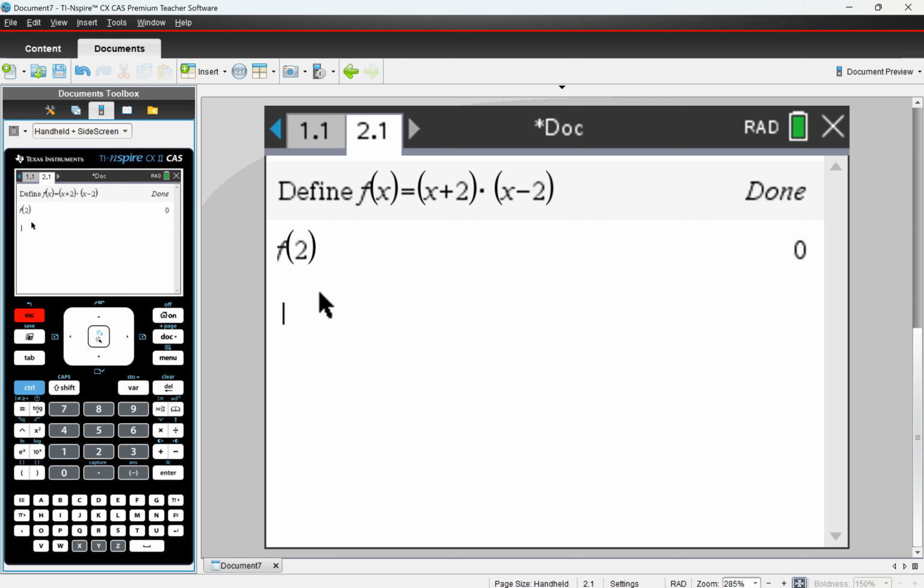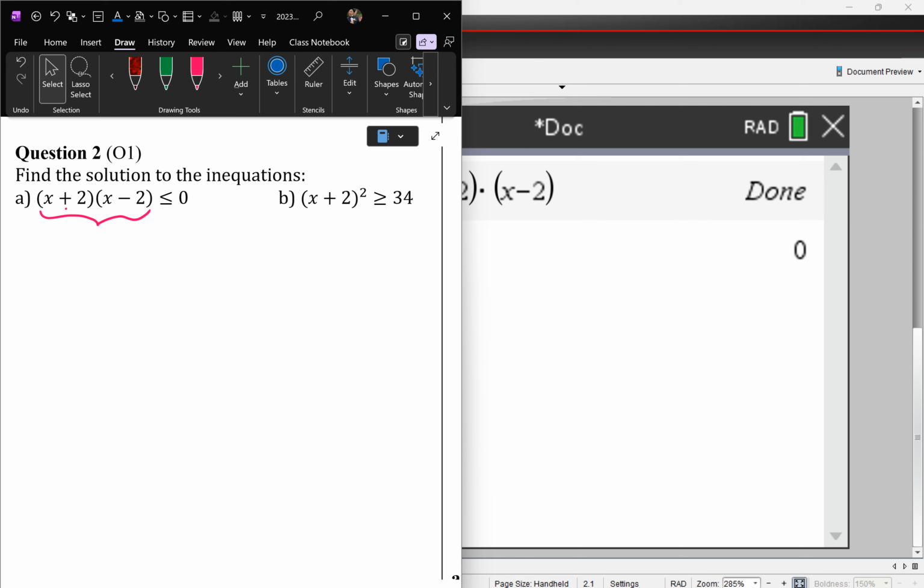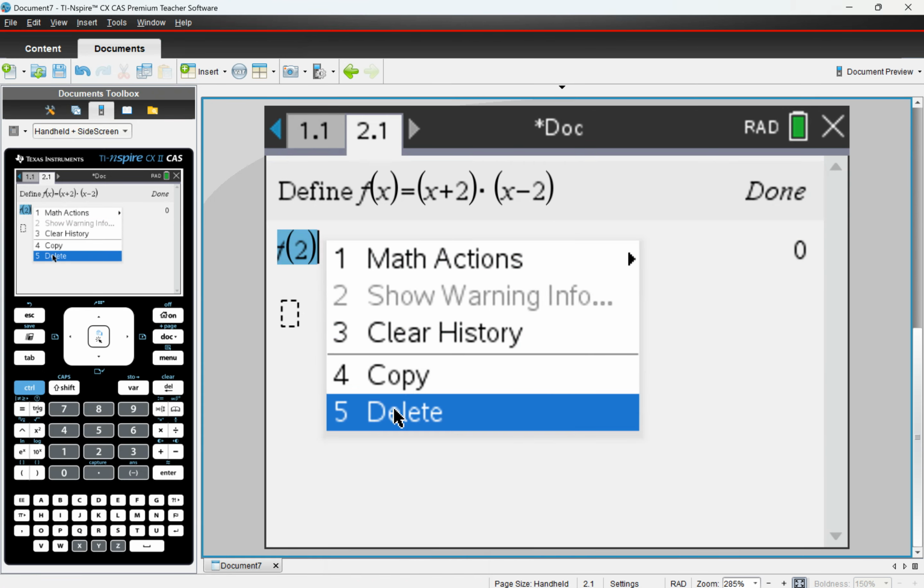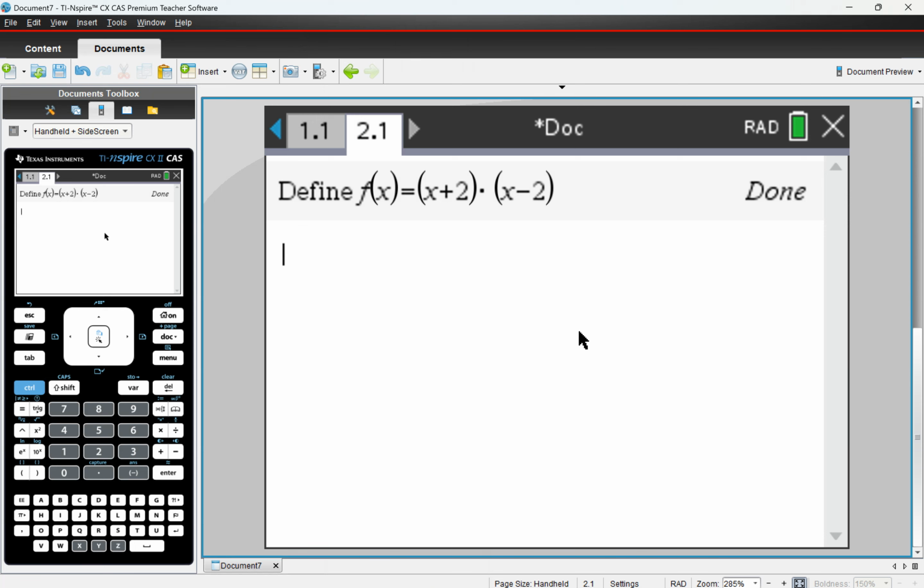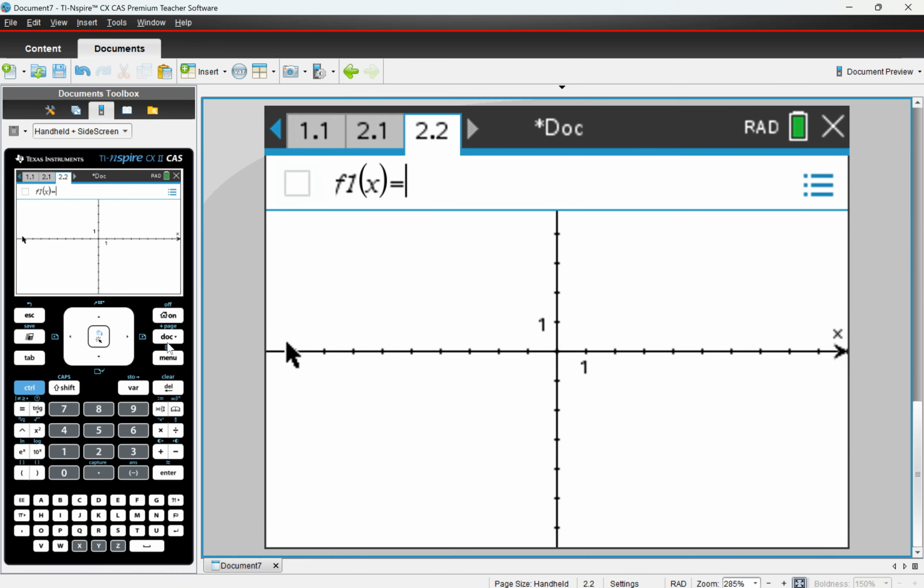Okay? All right, so what's the question we're working with? We are trying to find when this equation is less than or equal to 0. So let's visualize this. I've already defined the graph. Let's add a page to actually visualize it. So here we go, Control, Doc, which means add a page. I'm going to add a graph. And because I already defined it as f of x, I just type f of x. And that will be the graph for x plus 2 times x minus 2.